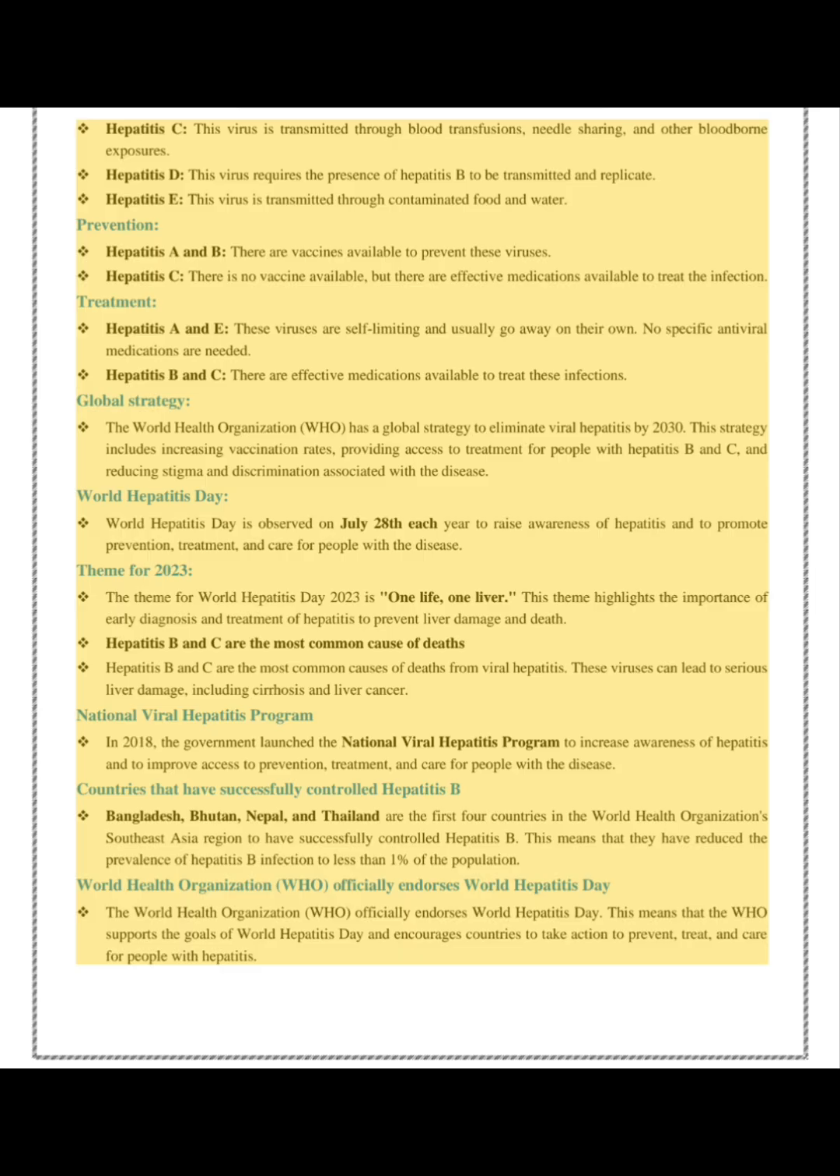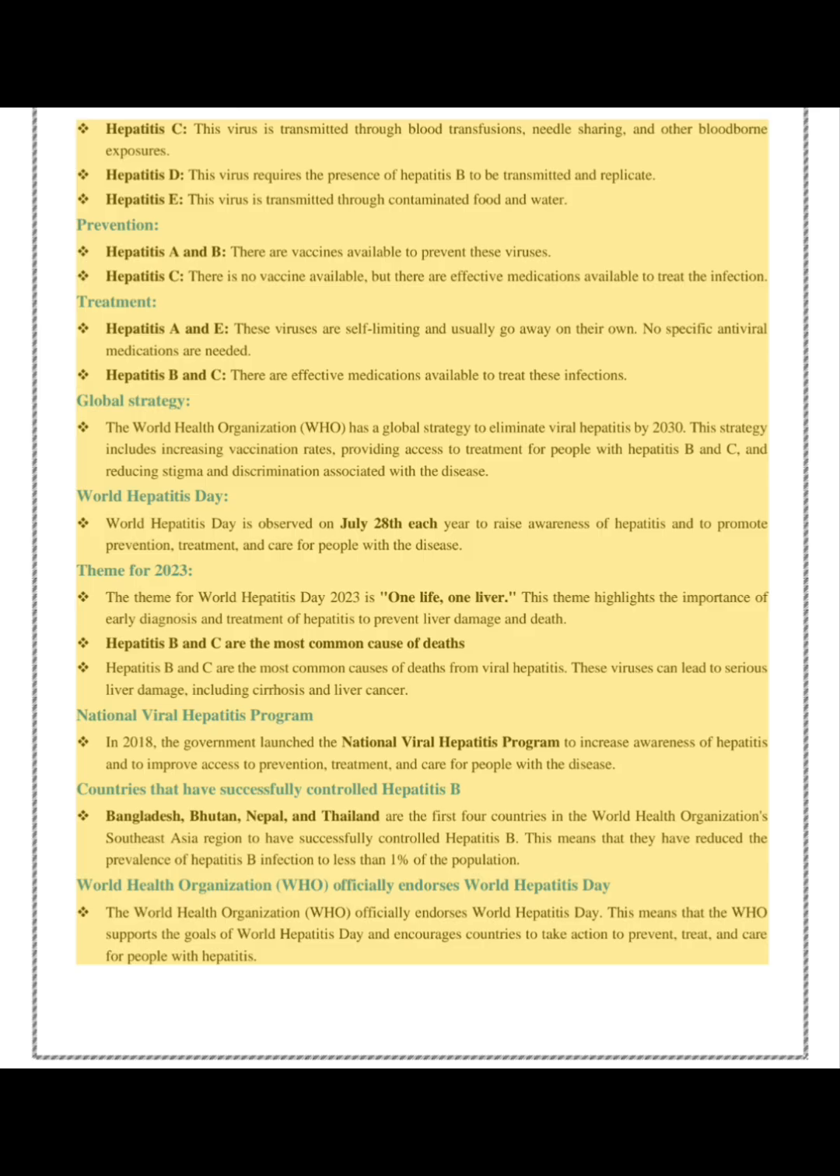Theme for 2023. The theme for World Hepatitis Day 2023 is, One Life, One Liver. This theme highlights the importance of early diagnosis and treatment of hepatitis to prevent liver damage and death. Hepatitis B and C are the most common causes of deaths from viral hepatitis. These viruses can lead to serious liver damage, including cirrhosis and liver cancer.